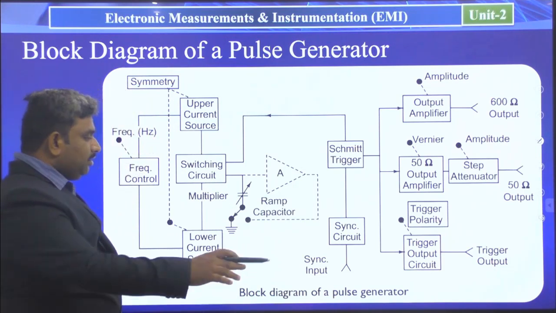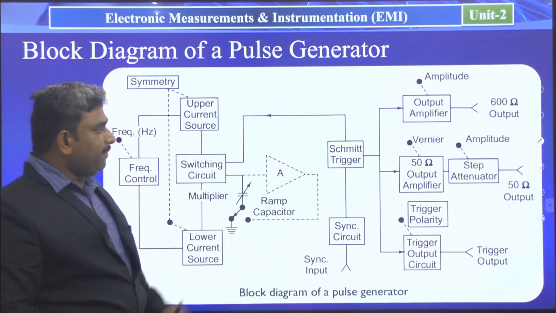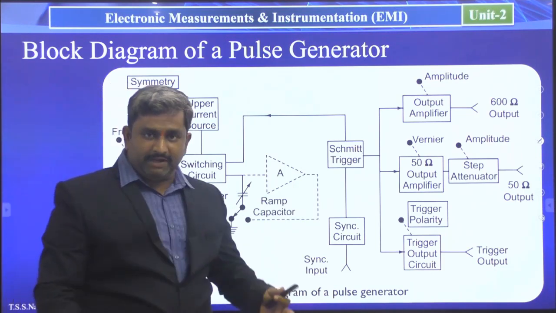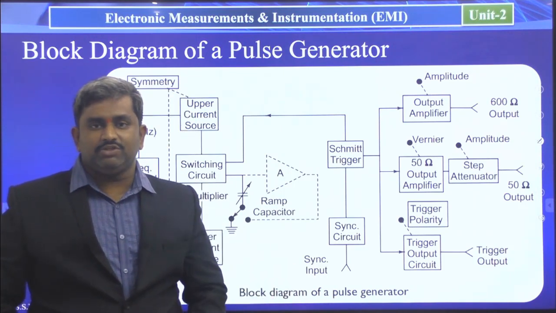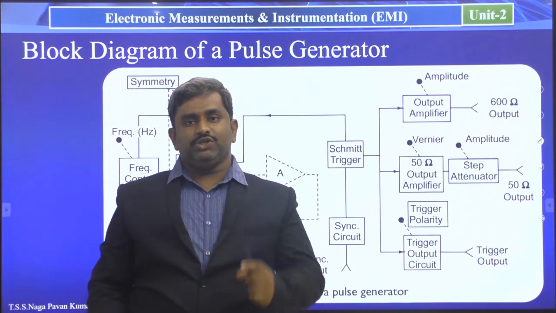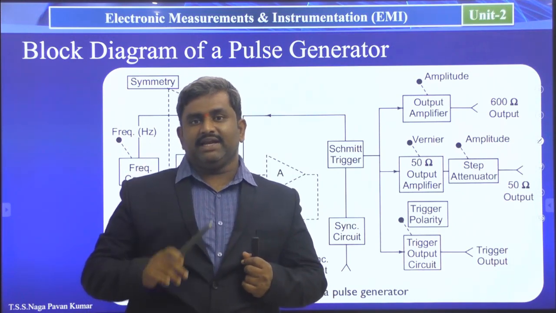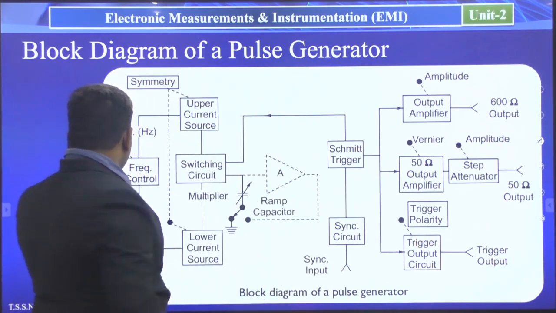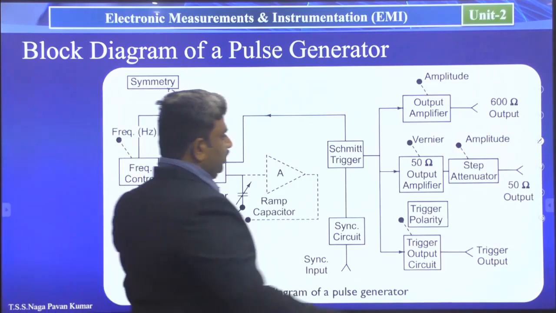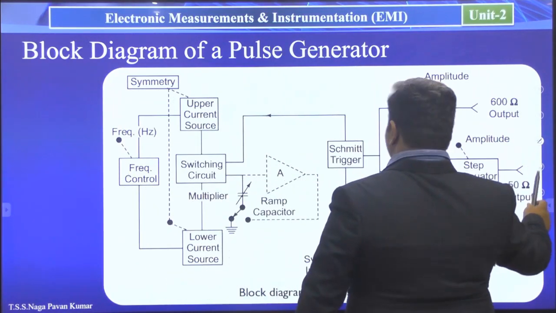Coming to this pulse wave generator. It may be a pulse wave generator, it may be any type of signal generator. Any type of signal generator should have two types of blocks. The first one is the oscillator, the second one is the attenuator. So coming to here, this is the first one, the signal oscillator.